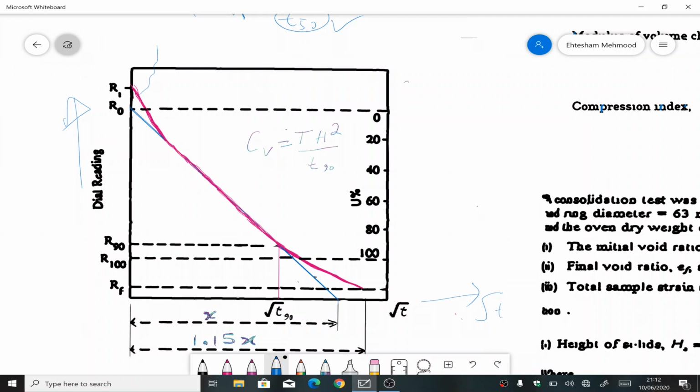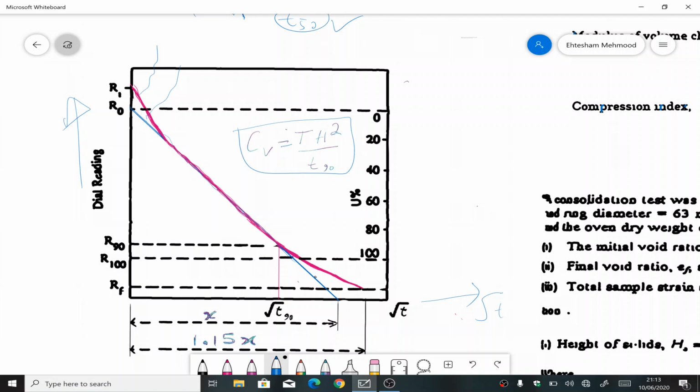So what we are going to do is this: we will again use this equation. According to this equation, draw a line that is parallel to the straight portion of the curve. You see here this blue line that is almost parallel to the central straight portion of the curve. Draw that line. Then we will draw another line.